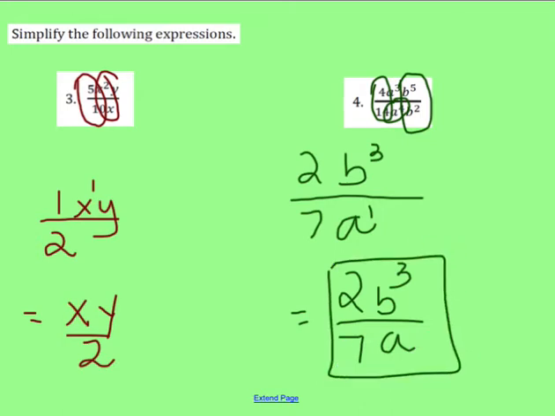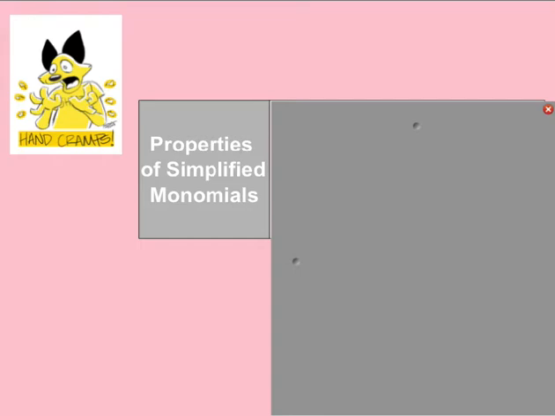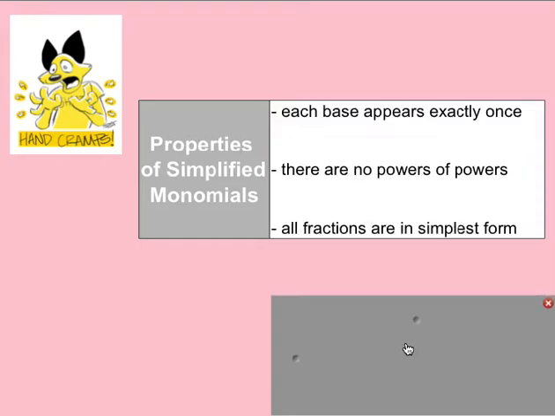Now let's review the properties of simplified monomials. First, each base should only appear once. There are no powers of powers. You want to simplify all that down. And you want to make sure that all of your fractions are reduced. That's going to become really important on this note video. If they aren't, you will get one wrong.